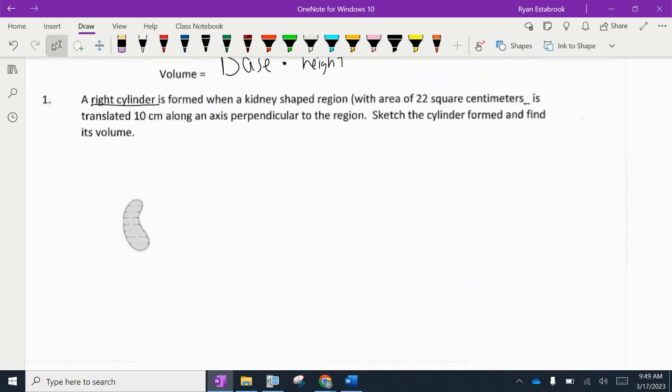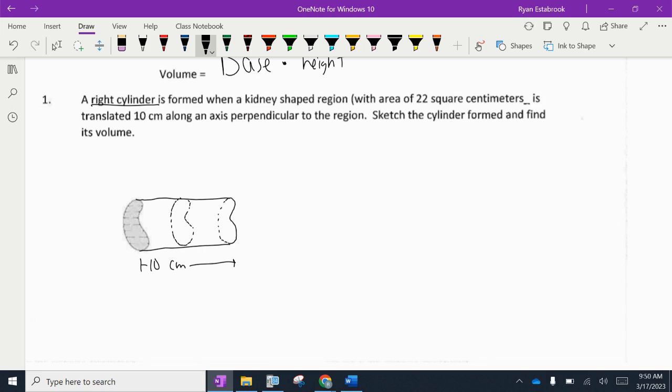So a right cylinder is formed when a kidney-shaped region, something like this, kind of a random shape, with an area of 22 centimeters squared, is translated 10 centimeters along an axis perpendicular to the region. So I have this, and imagine that we drag it this way, and we're carving out a three-dimensional shape for a distance of 10 centimeters. So we're dragging it, I'm going to get a little cross section in here, until we get all the way to the side, 10 centimeters to the right. And now I have this three-dimensional shape.